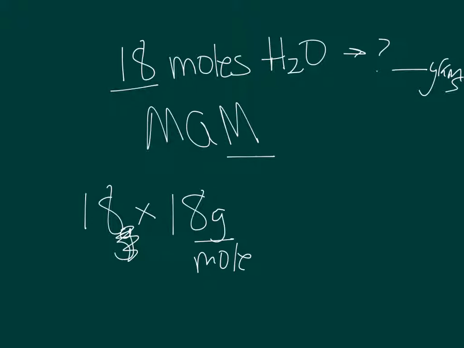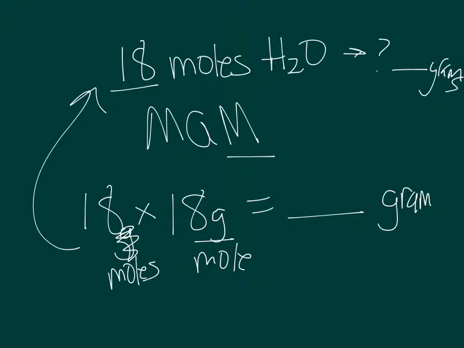And this is not the gram number, this is the moles, right? Get it from here. And 18 times 18, whatever that is, because I don't have a calculator with me, that would be the amount of grams I would have of water. Does that make sense? If they gave you the moles in the problem and they want to know the grams, then you multiply by the molar mass.